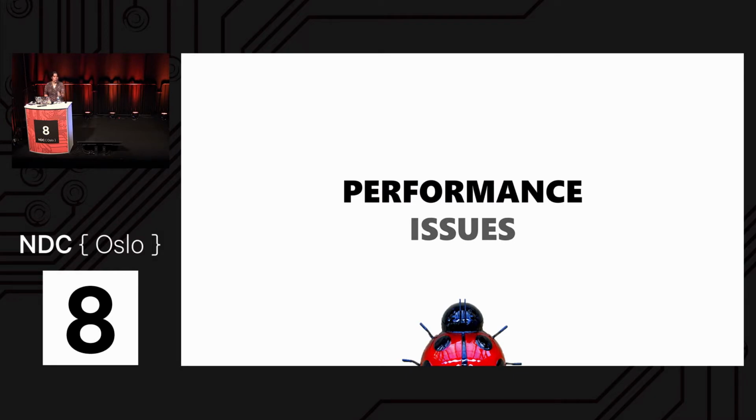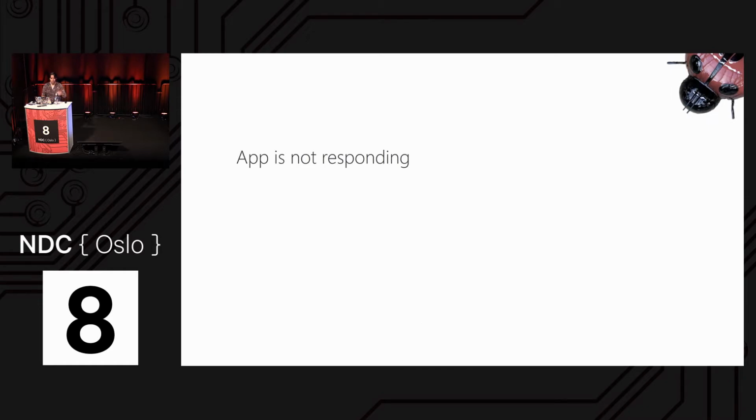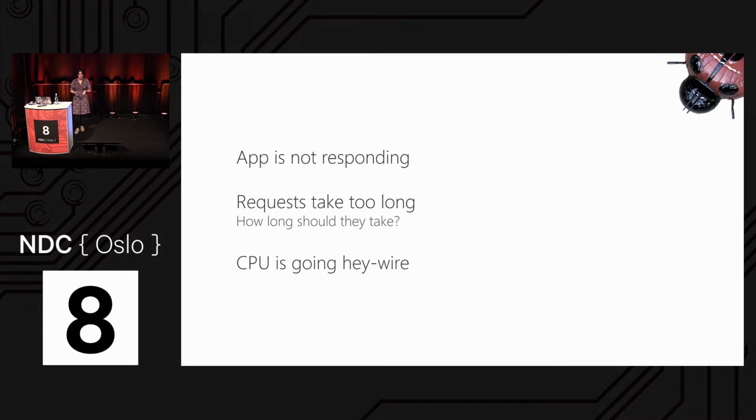Okay, so now we know everything we need to know about crashes. Let's move on to performance issues. Performance issues come in a couple of different forms, like the app is not responding, requests take too long. By the way, if a request takes too long, make sure you understand how long it should take, because otherwise you might end up optimizing forever. And then they might also come in the form of the CPU going haywire.